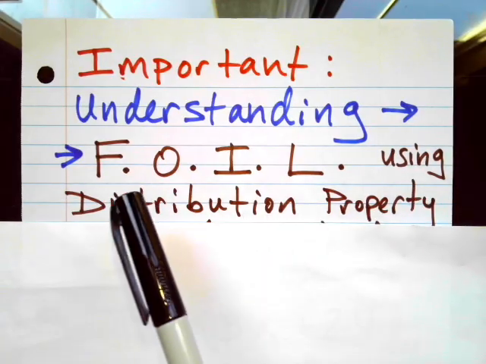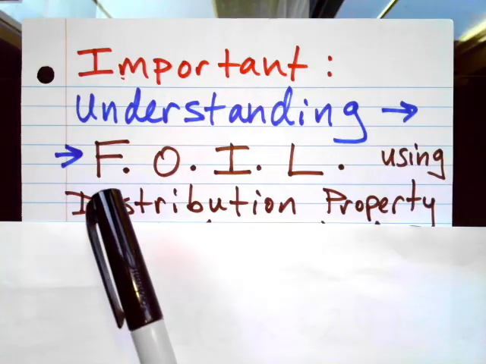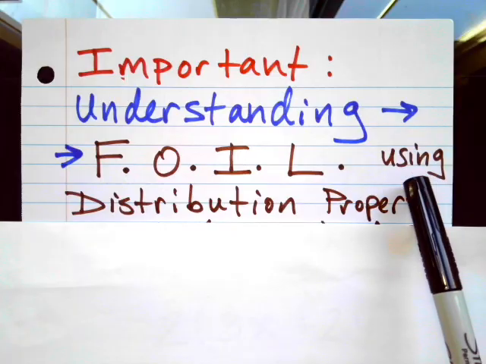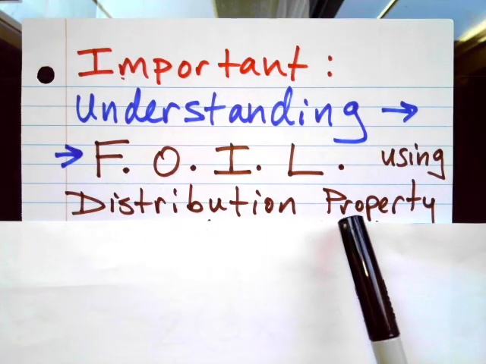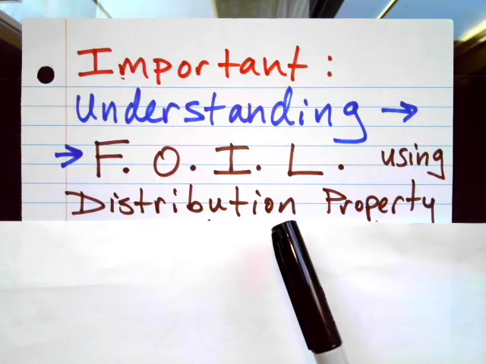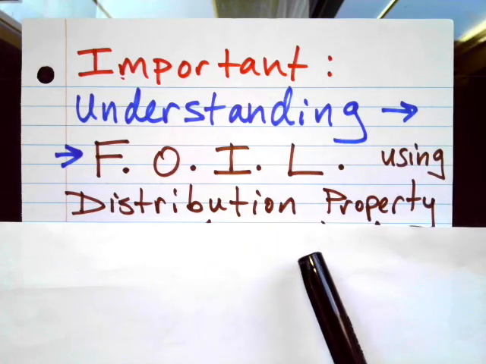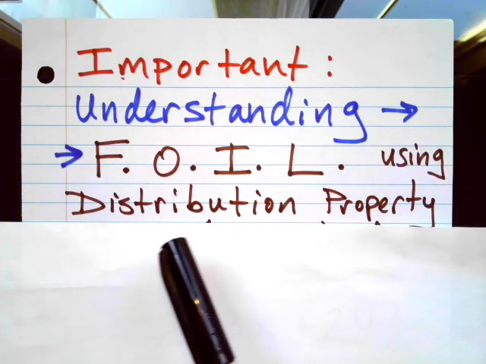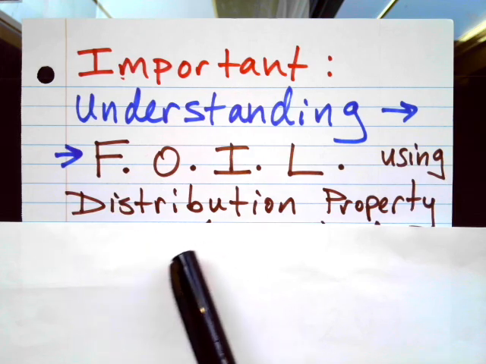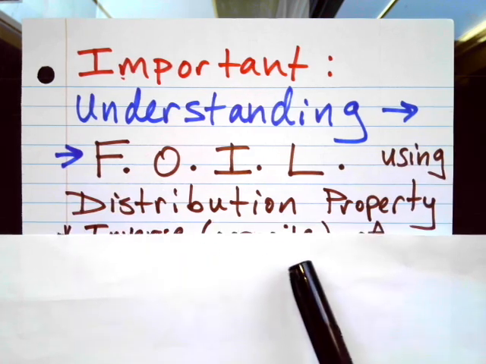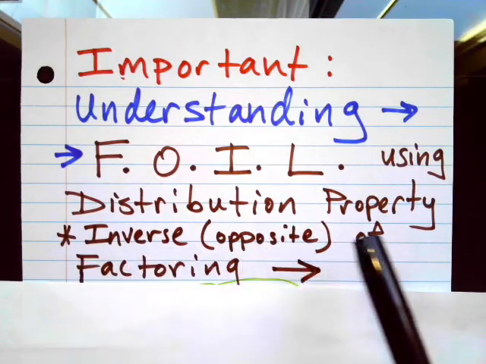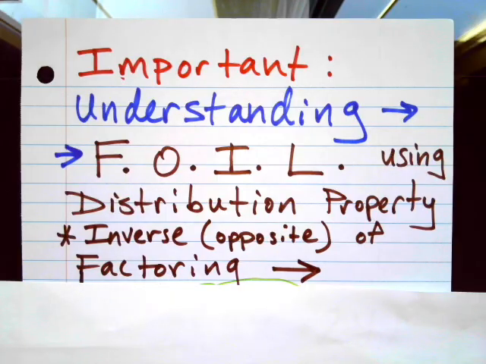When you are focused on FOIL, FOIL stands for first, outer, inner, last, right? And basically you're using what's called the distribution property. And anybody who's familiar with distribution understands it's multiplication. It's multiplying or distributing a term that's outside the parentheses, typically, with each term inside the parentheses, right? And I'll go over that with you in a moment. It's the inverse or the opposite operation of factoring.